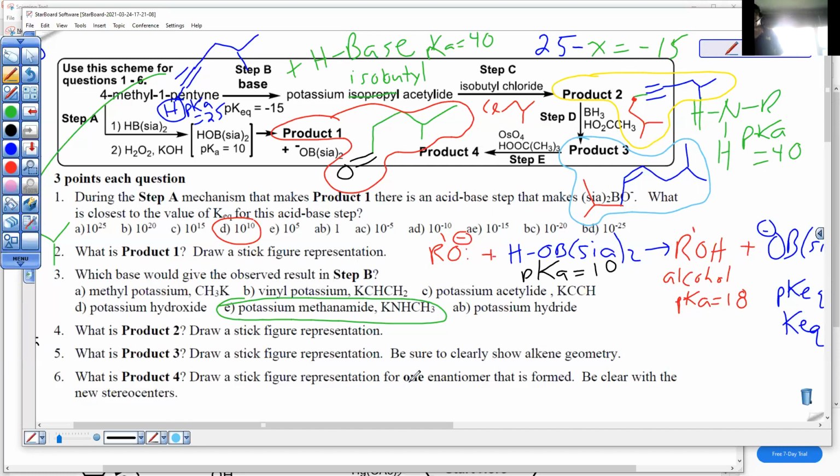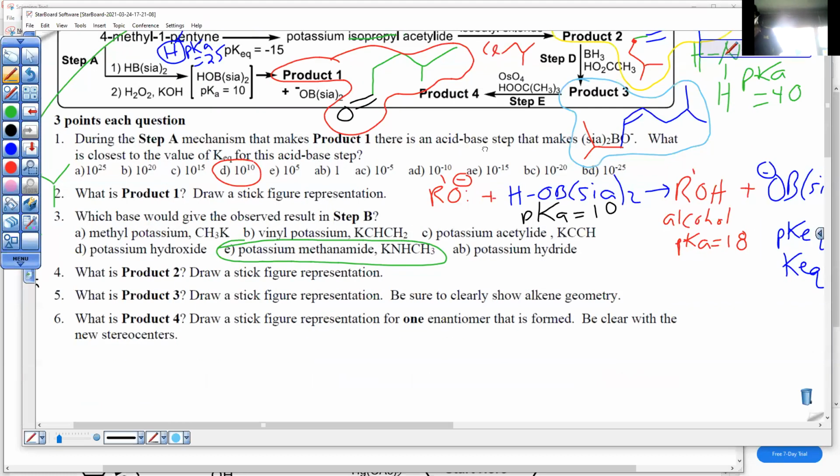And draw a stick figure for one enantiomer that is formed of product 4. Be clear with the new stereo centers. Okay. What happens during OsO4 with an alkene? That's the question. There's alkene. OsO4 and tert-butyl hydrogen peroxide makes what's called a vicinal diol. Product 4, I'll do it down here. So everything's gone blue. Go blue.